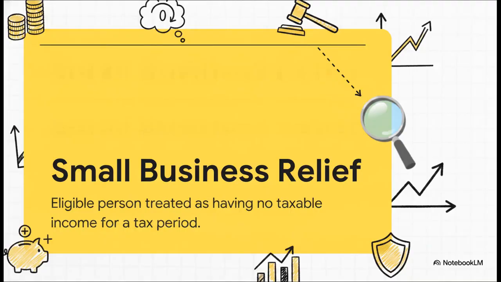By definition, small business relief allows an eligible resident taxable person to be treated as having no taxable income for a tax period. Notice the phrasing there, treated as having no taxable income. It doesn't mean the business didn't make any money. It simply means that for the purposes of calculating corporate tax for that specific period, the authority essentially zeroes out the taxable income, as long as you strictly respect that 3 million dirham revenue threshold.